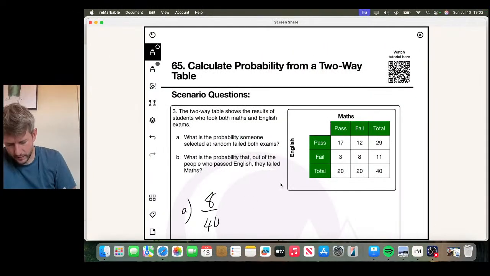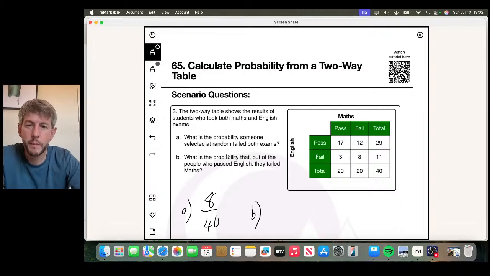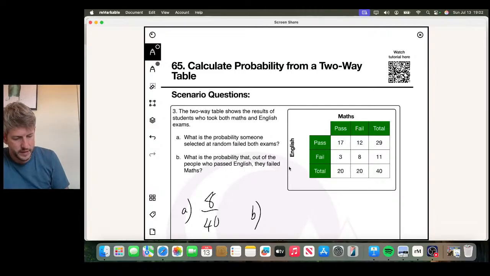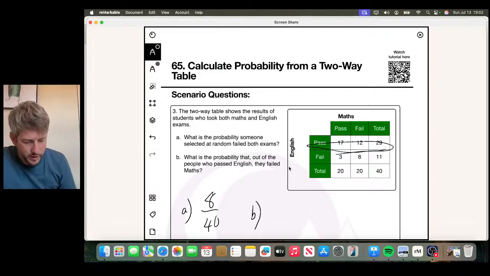And then B. What is the probability that out of the people who passed English, they failed maths? So here's the people that passed English. Okay, so there's 29 of them. And then 12 of them failed maths.